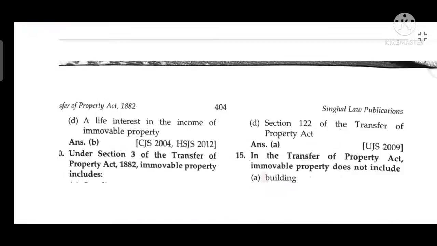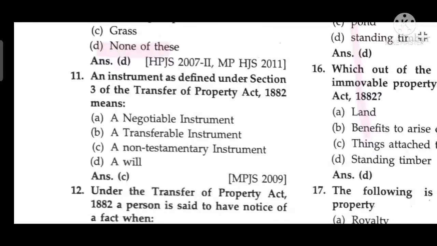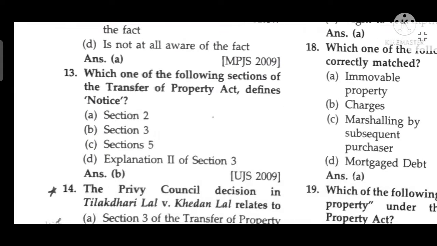Growing crops. Under Section 3 of the Transfer of Property Act, immovable property includes none of these. An instrument, as defined in Section 3 of the Transfer of Property Act, means a non-testamentary instrument. Under the Transfer of Property Act 1882, a person is said to have notice of a fact when he actually knows the fact. Which one of the following sections of the Transfer of Property Act defines notice?